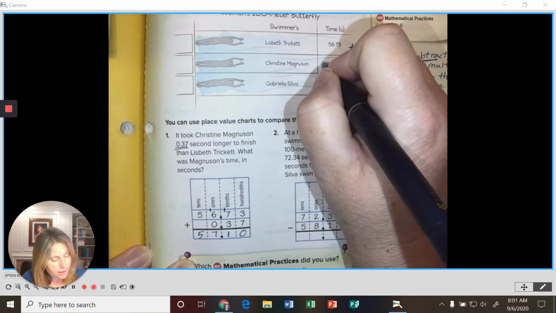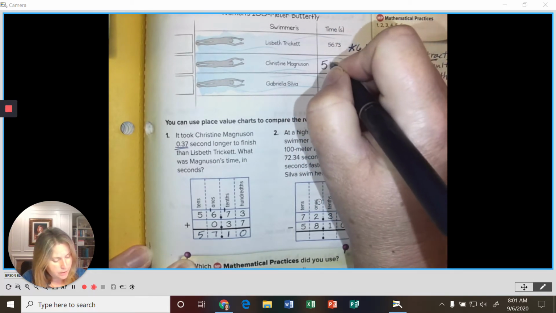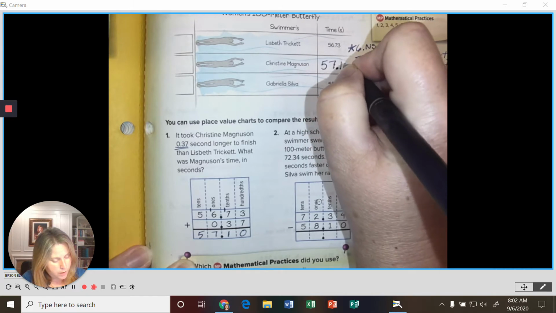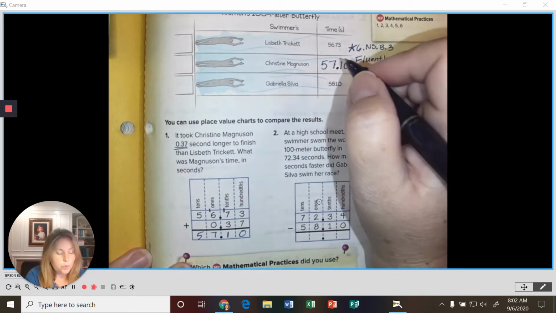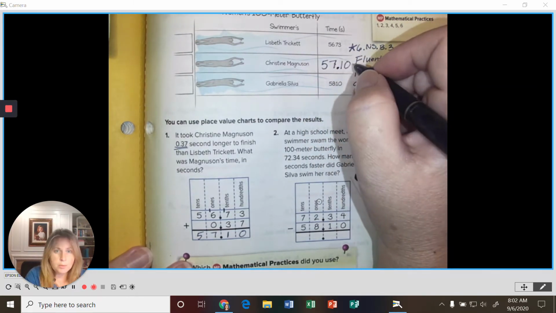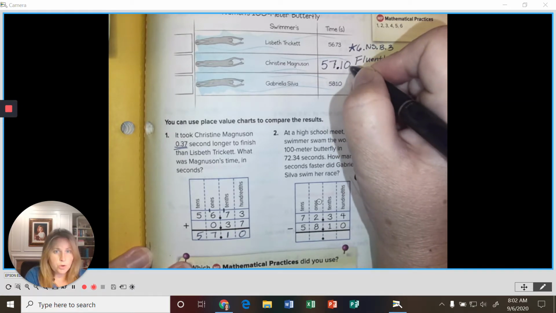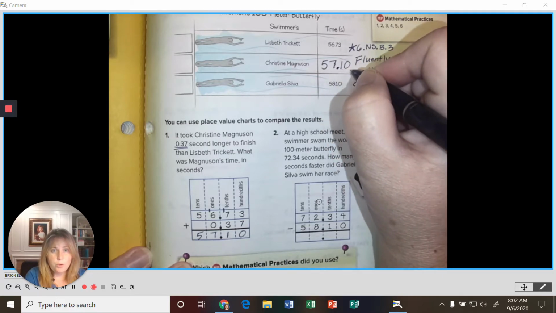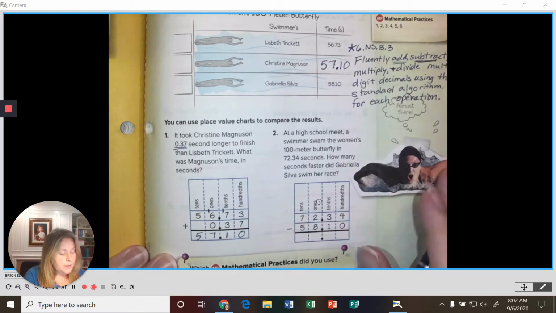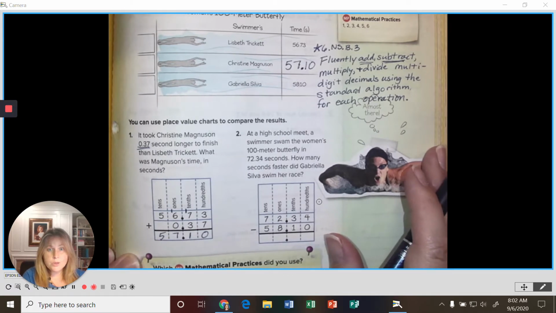So I'm just going to write that in here. 57.10. And then we're going to go ahead and leave that 0 in there because it lets us know that it's very precise, so that we know that we didn't round to that 0.1. It was actually 57.10.